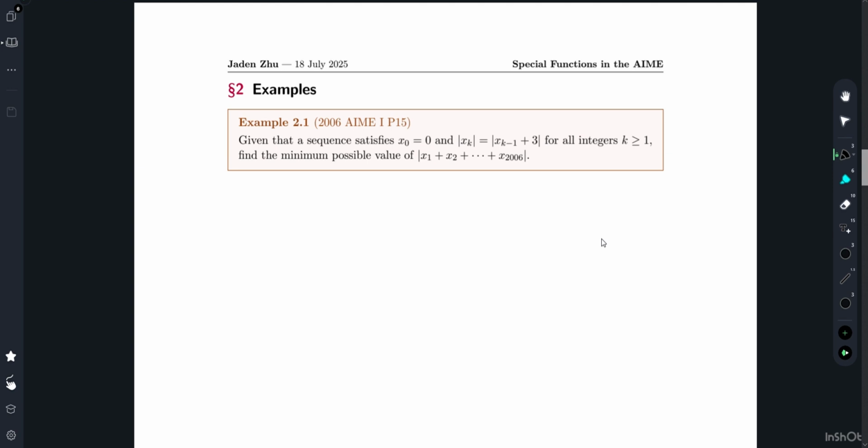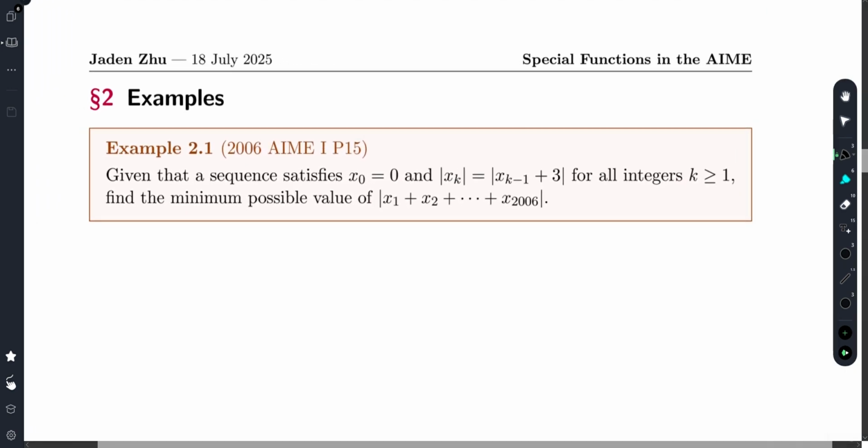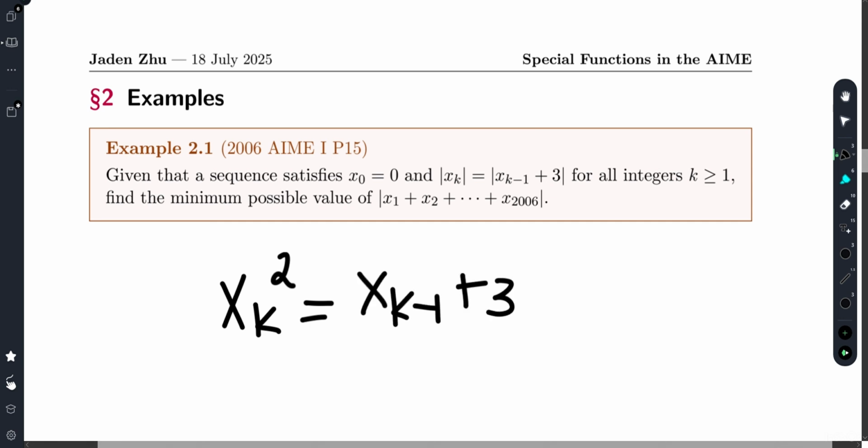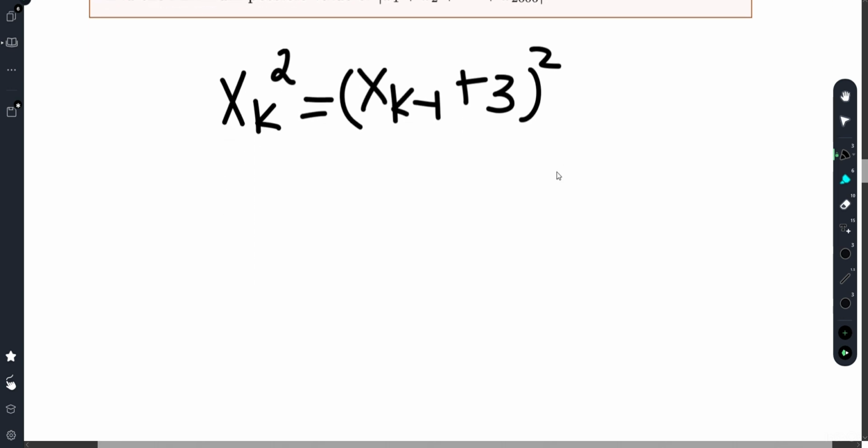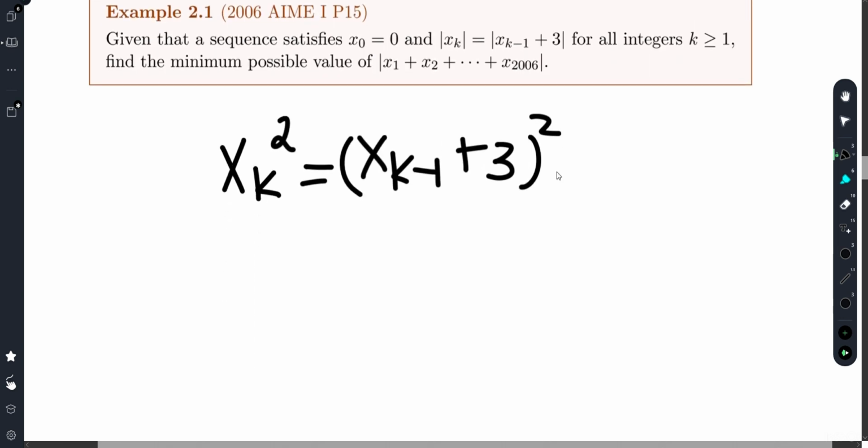Okay, so first of all, we know that absolute value is quite hard to deal with, but we do notice that if we square both sides, then this just removes the absolute value. So xk squared is equal to (xk minus 1 plus 3) squared, and we can just square both sides and get rid of the absolute value because we don't like absolute values. So now let's plug in values.